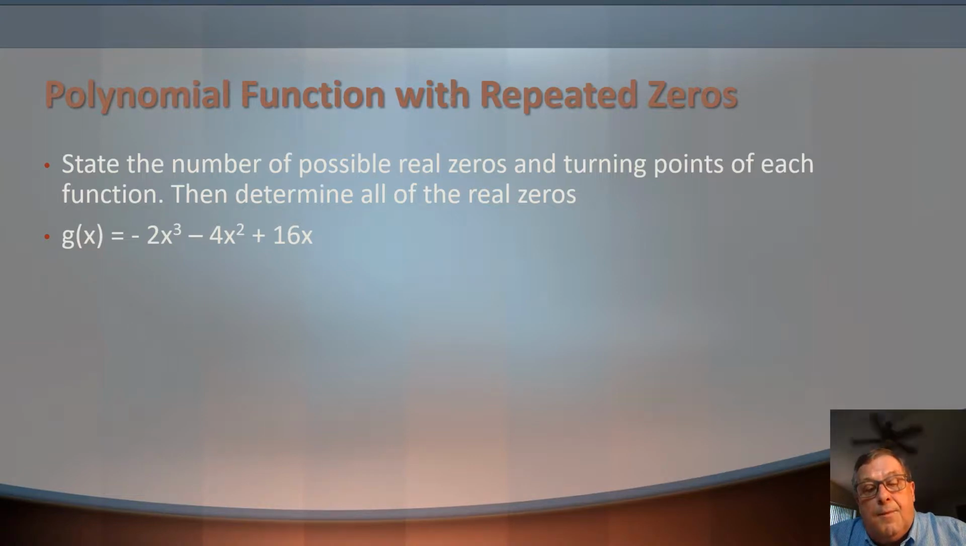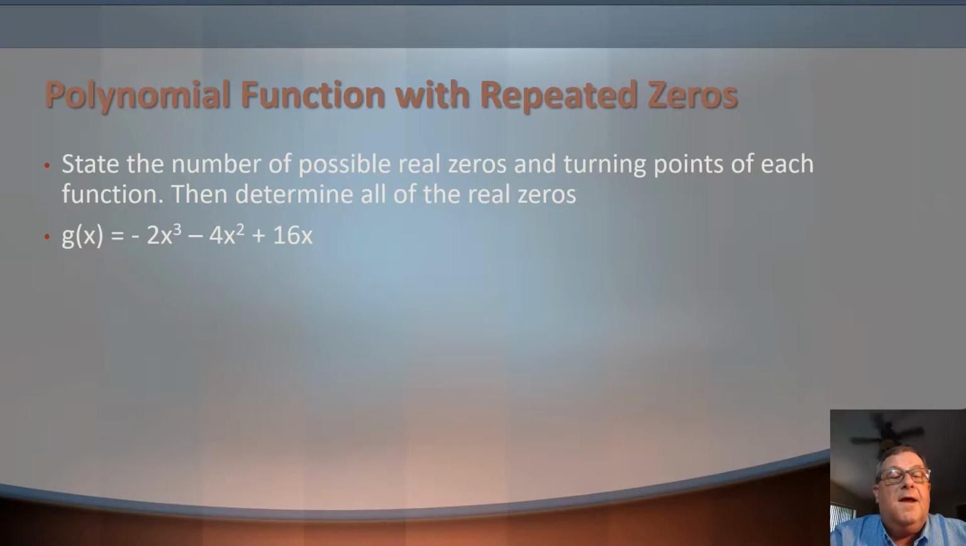Well, we're getting a lot of practice on finding the zeros of polynomial functions. So let's see, here we are. We're supposed to state the number of possible real zeros and turning points for each function, then determine all the real zeros, and we may in fact have what are called repeated zeros, which I don't think we see in this example, but we will in the next. Now let's look at what we've got.